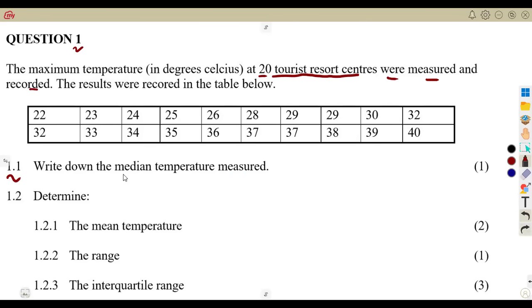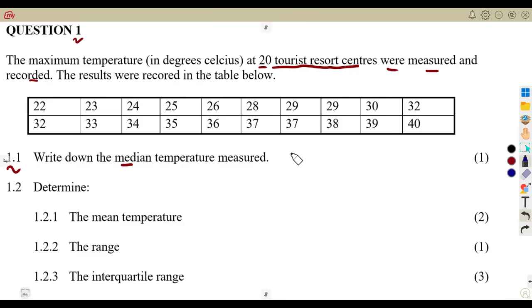The median is the middle value when these temperatures are arranged in order of size. And we can see that they are actually in order of size: 22, 23, 24, 25, 26, 28, up to the maximum of all the temperatures that were recorded. They're already in order of size. So first, we need the median position. There are 20 tourist resort centers. So first, let us find the median position, where the median is going to be situated.